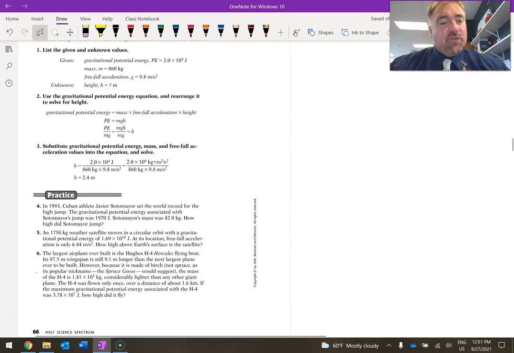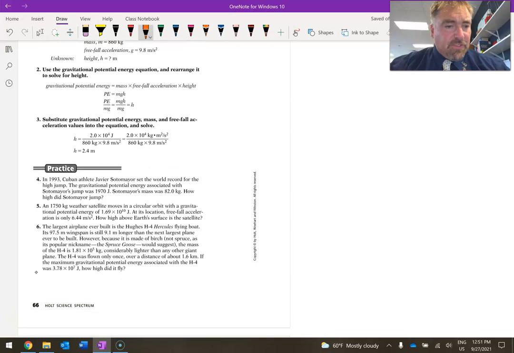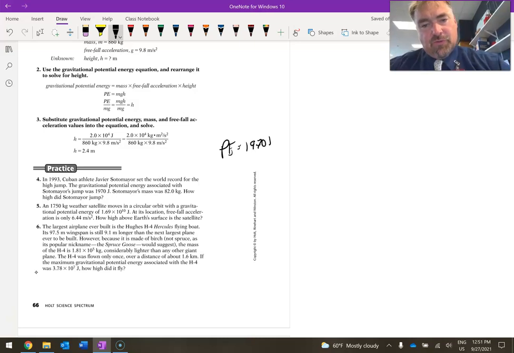If we look down to the next one, we're going to do 4 and 6 on this one. It said in 1993, the world record for high jump, gravitational potential energy associated with Sotomayor's jump was 1,970 joules. So I know the potential energy is equal to 1,970 joules, and mass was 82 kilograms.